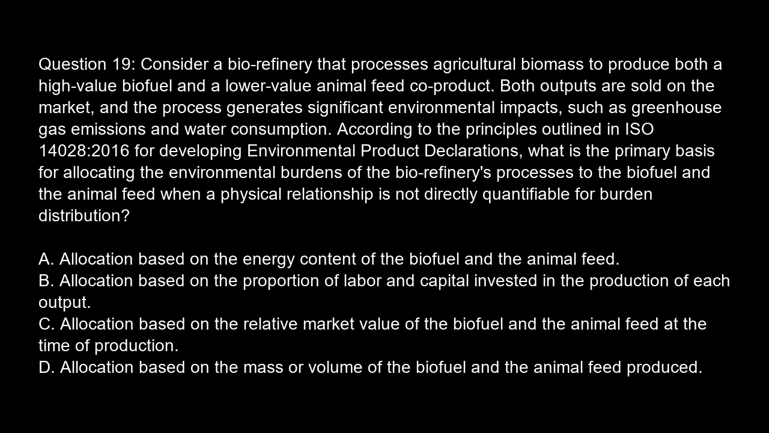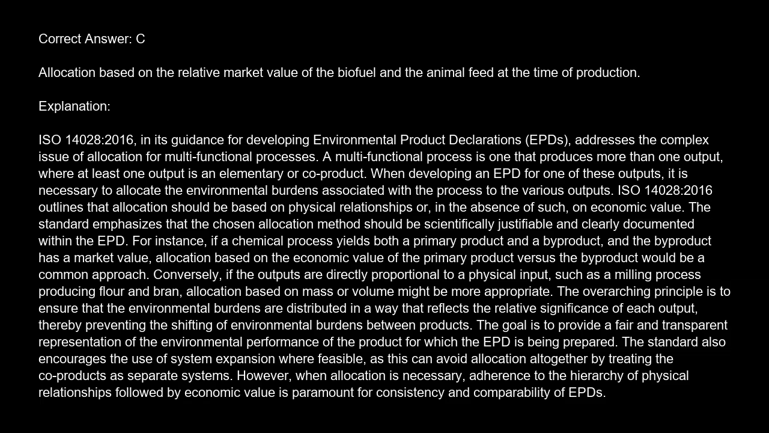Option A. Allocation based on the energy content of the biofuel and the animal feed. Option B. Allocation based on the proportion of labor and capital invested in the production of each output. Option C. Allocation based on the relative market value of the biofuel and the animal feed at the time of production. Option D. Allocation based on the mass or volume of the biofuel and the animal feed produced. The correct answer is C. Allocation based on the relative market value of the biofuel and the animal feed at the time of production.